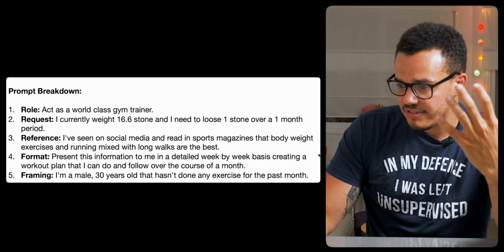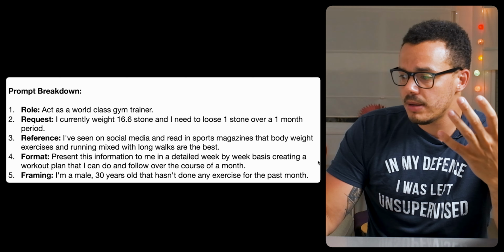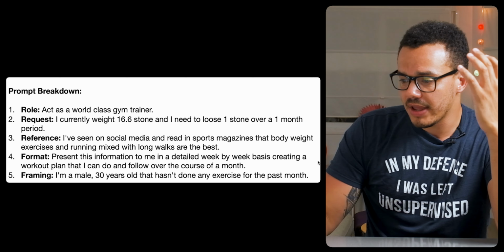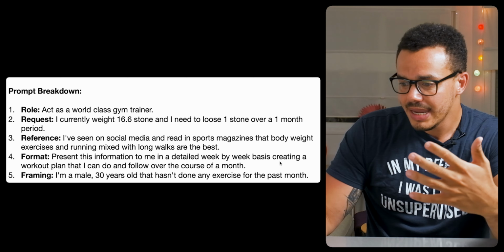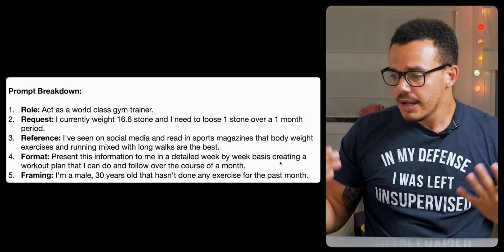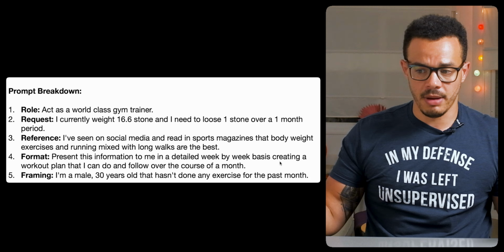The format. Present this information to me in a detailed week-by-week basis, creating a workout plan that I can do and follow over the course of a month. So again, that's the format, that's the way I want it laid out. And the framing. I'm a 30-year-old male and I haven't done any exercise for the past month. So what results do we get when we put that into Perplexity?